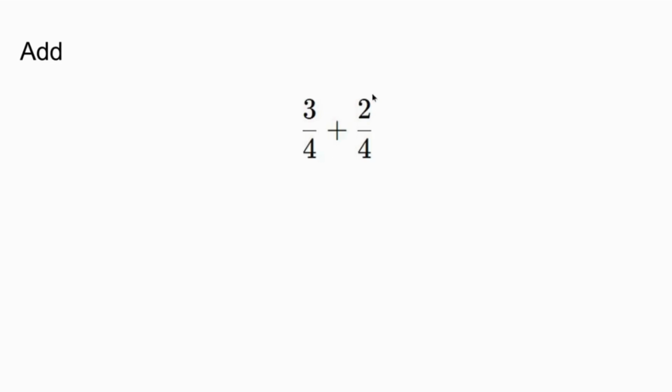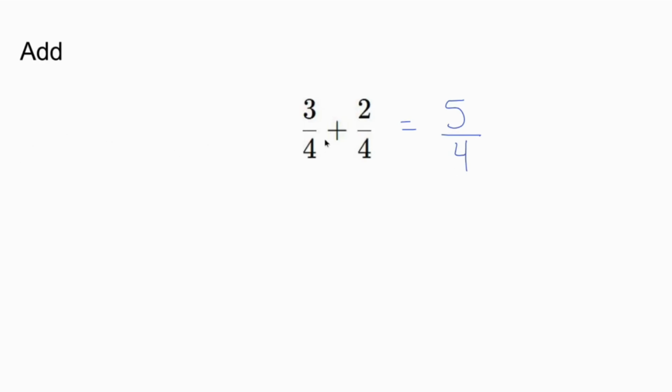Add 3/4 plus 2/4. When adding fractions, you need to make sure that the denominators are the same. Well, they are. So what you do when that happens is you add the numerators together. 3 plus 2 is 5, and keep the denominator as 4, so 5/4.